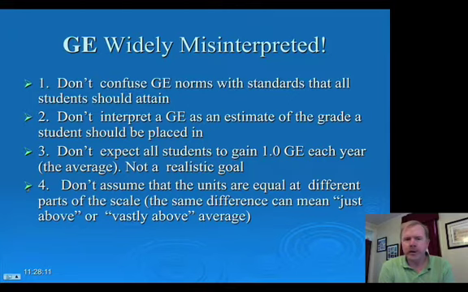You shouldn't expect that all students gain one grade equivalent each year, as it's not necessarily a realistic goal, and student learning doesn't necessarily happen in a linear fashion like that. Finally, on this page, don't assume that your units are equal at different parts of the scale. So as I showed on my demo, one standard deviation above might have been going up one grade in grade equivalence, but one standard deviation below was actually 2 grade equivalents below. So it's very important that you understand the way that this is calculated so that when you look at these, you'll certainly interpret them with a grain of salt.